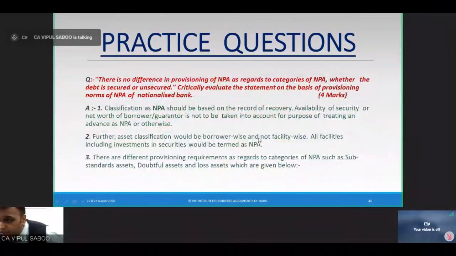There is no difference in provisioning of NPA as regards to categories of NPA, whether the debt is secured or unsecured. What does this question ask you? Now we have come to provisioning of NPA as well. I'll take some doubts first.